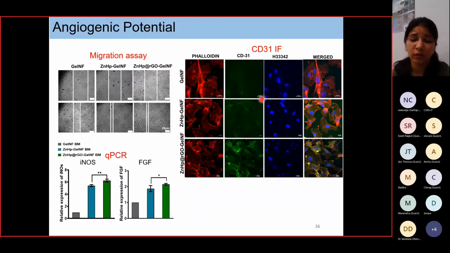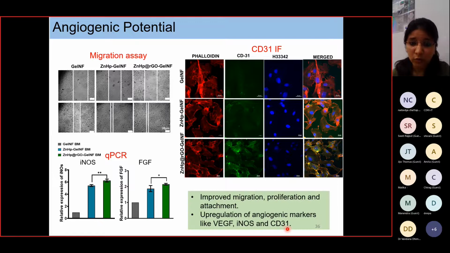We further characterized this using CD31, which is a PECAM molecule, which helps in the adhesion of endothelial cells. And we saw that on the surface of the gelatin nanofibers, which had RGO in it, there was an increased CD31 fluorescence, which can be correlated with the increased FGF levels. That showed that there was an increased adhesion of the cells on these nanofiber systems. So we saw improved angiogenic response on these nanofibers.